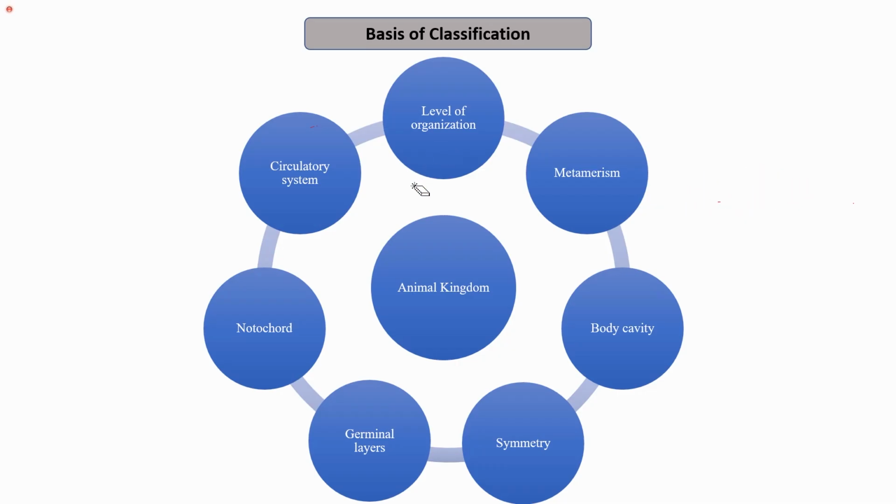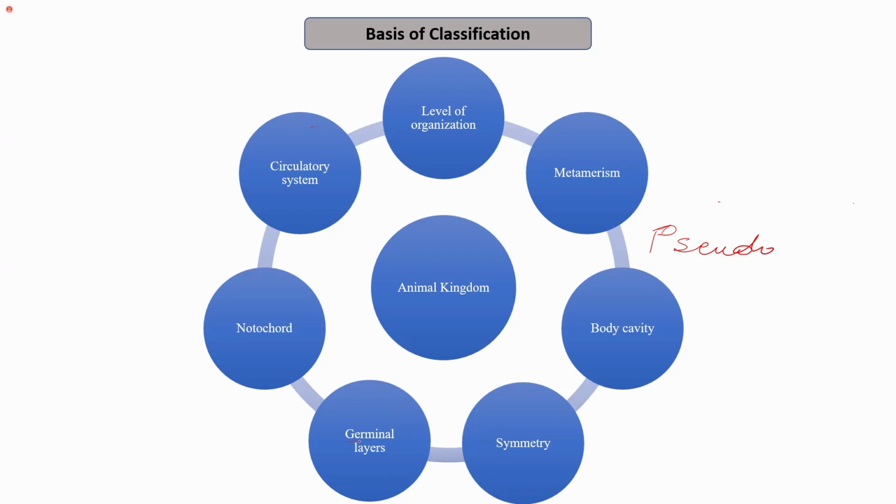The next property that we discussed was body cavity. Some phyla have a true body cavity, which are called coelomates, while some phyla have a false body cavity, which we call pseudocoelomates. And then there were some phyla which do not have a body cavity, which we call acoelomates. So on the basis of body cavity, different phyla were divided into categories like pseudocoelomates, acoelomates, or coelomates.